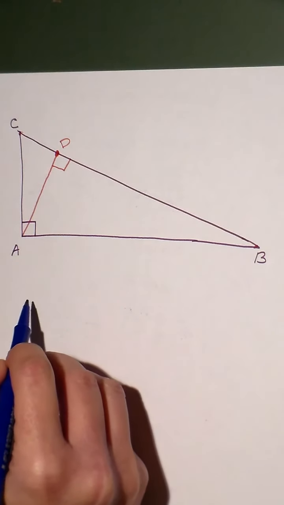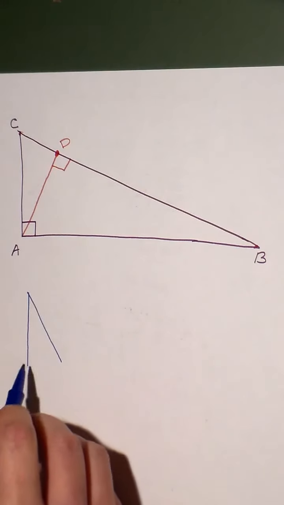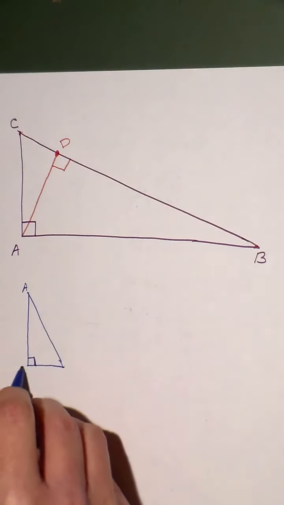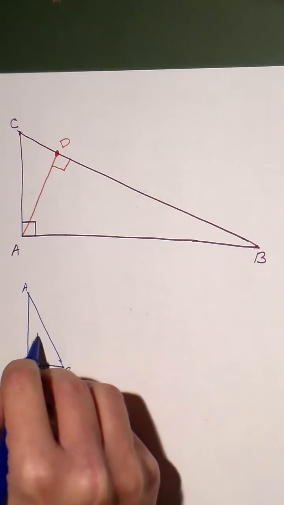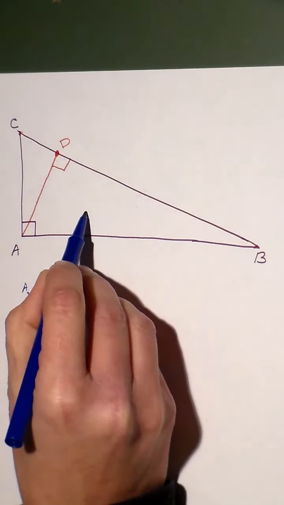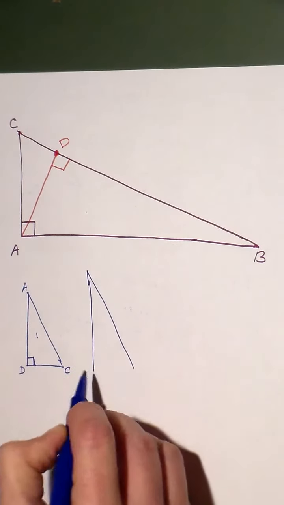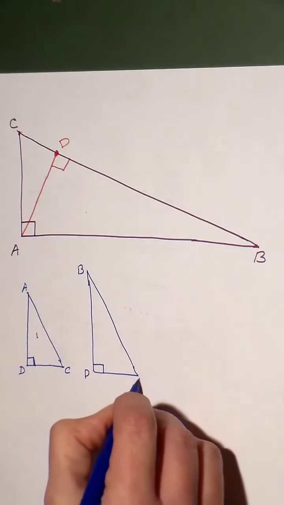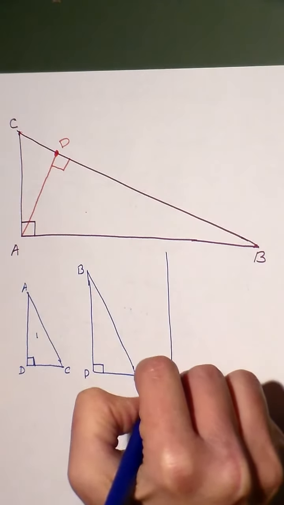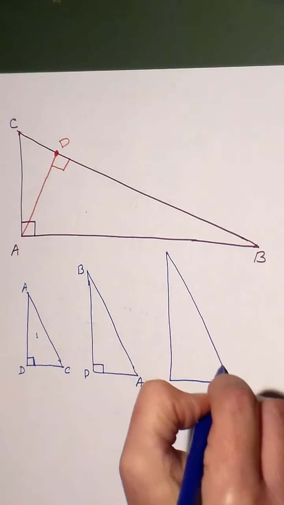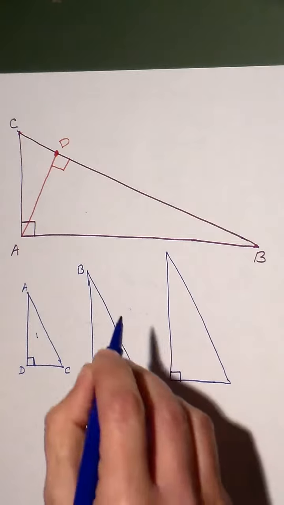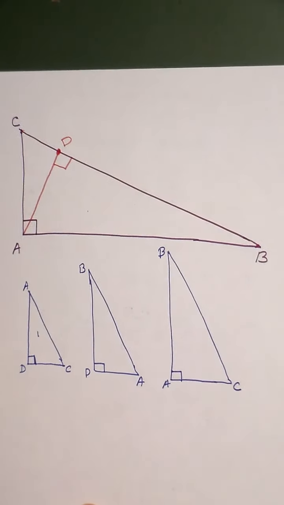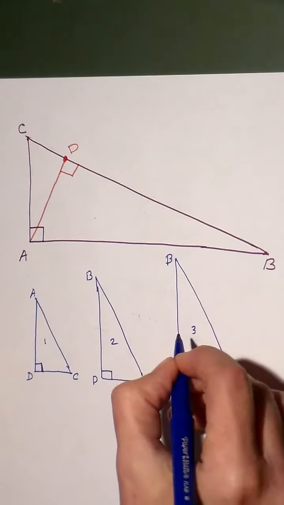I'm going to start with the smallest triangle here. We had triangle number 1, which was our small triangle, and that was this one, ADC. Then we had our second triangle, our medium-sized triangle. That's this one, and that's triangle 2, triangle BDA. And then we had our last triangle, which was our largest one, the big one here, and that's triangle BAC. So I've got triangle 1, triangle 2, triangle 3.